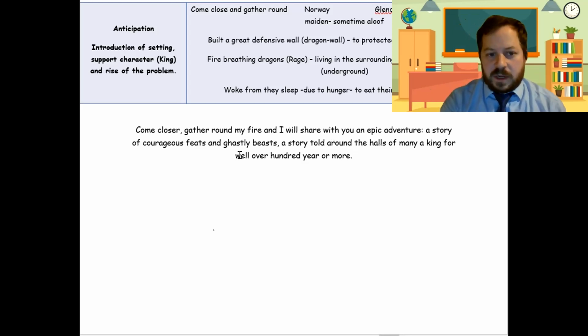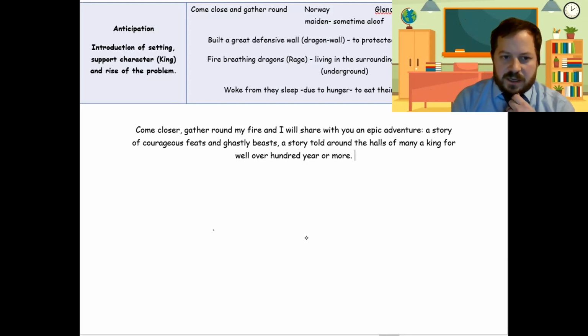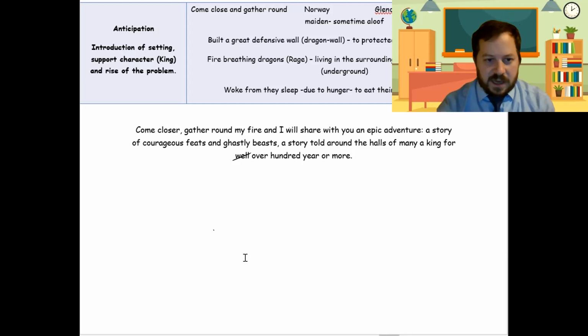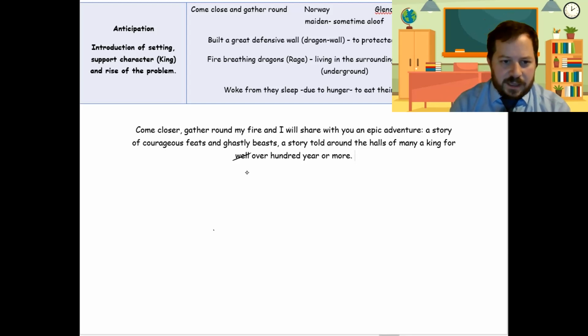So let's read this through and just see how it sounds. Come closer, gather round my fire, and I will share with you an epic adventure. A story of courageous feats and ghastly beasts, a story told around the halls of many a king for well over 100 years or more. Maybe we don't need the word well. Let's read it without it. A story told around the halls of many a king for over 100 years or more. Yes, it sounds better. So let's get rid of well. We don't need that bit in there.